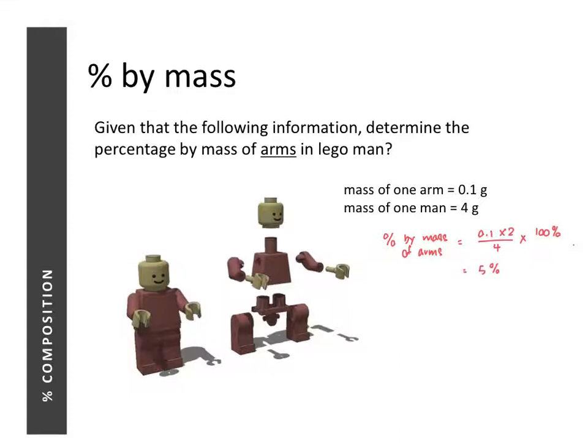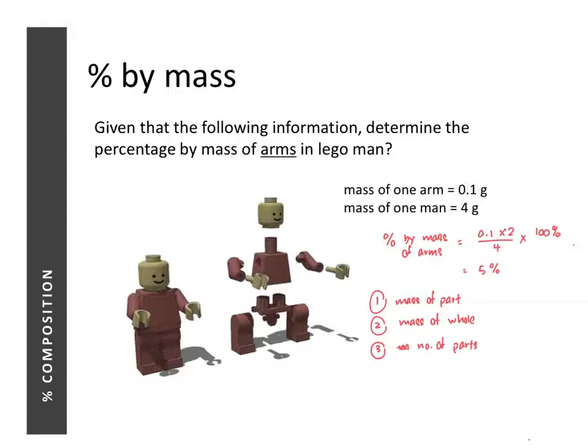Okay, now from this question we can see that in order to find the percentage by mass of a part of a whole, we need 3 pieces of information. First thing, we need the mass of the part that we are interested in, which is your arms. Second thing, we need the mass of the whole. Okay, that means the whole Lego man. And lastly, we need the number of the parts. Okay, so please keep that in mind when we extrapolate this to a chemistry example.